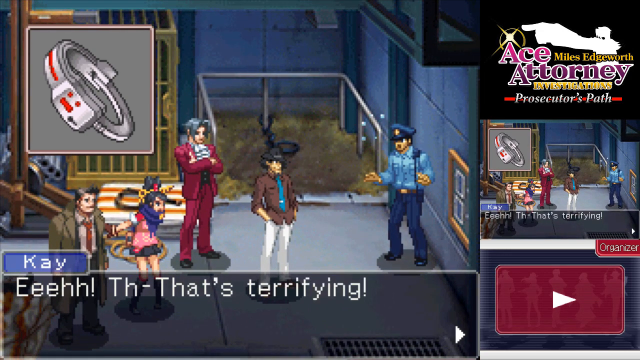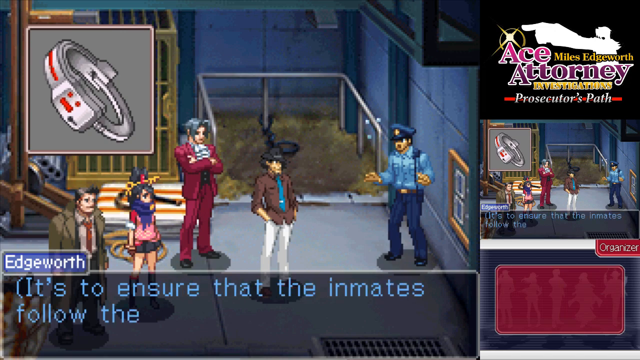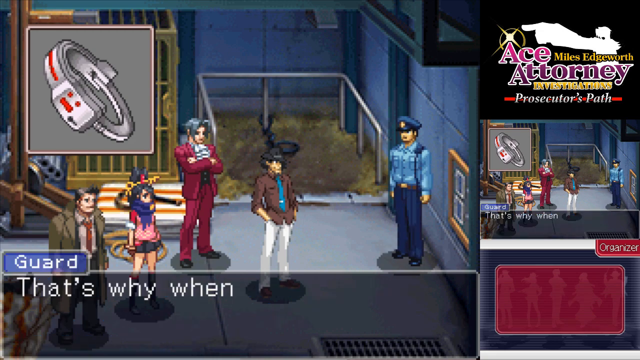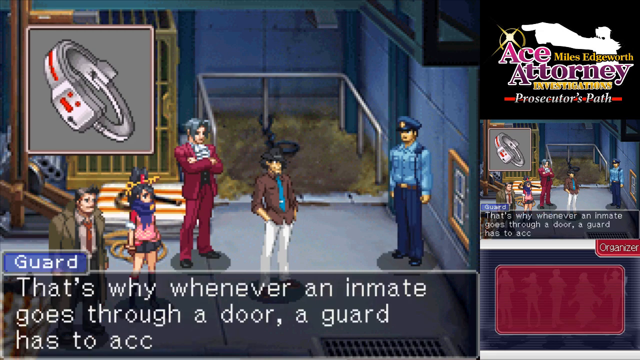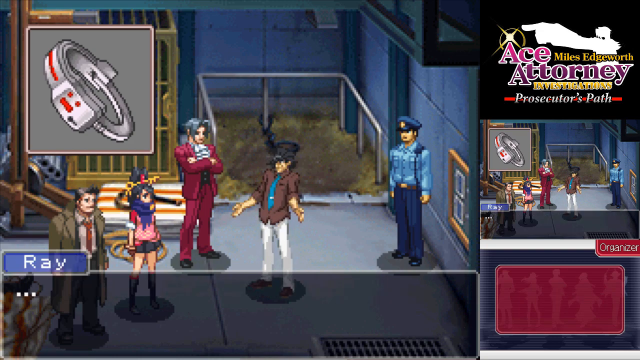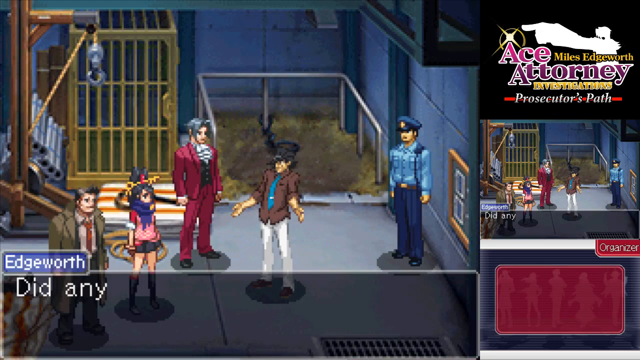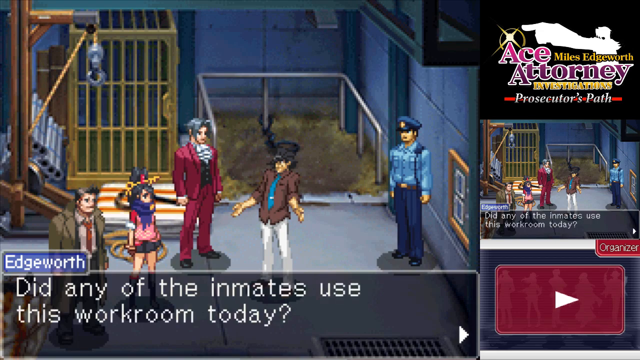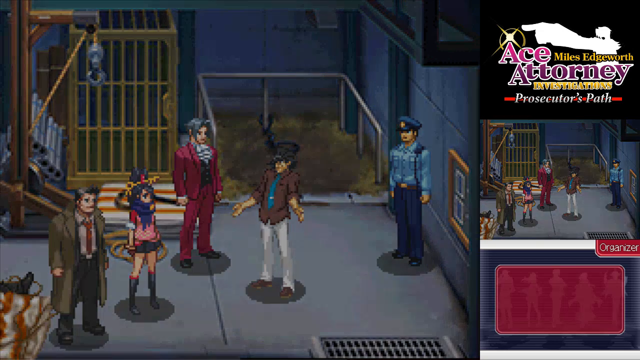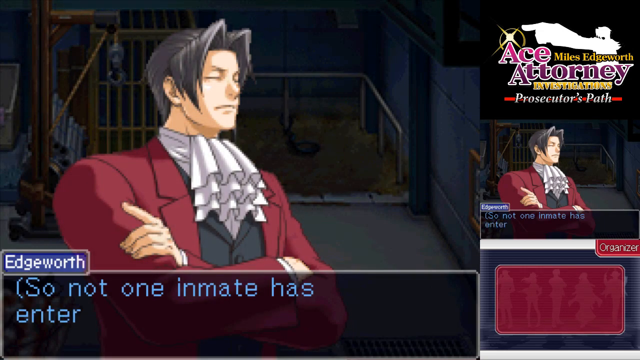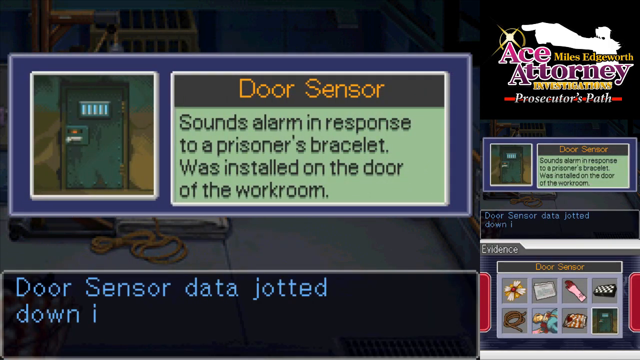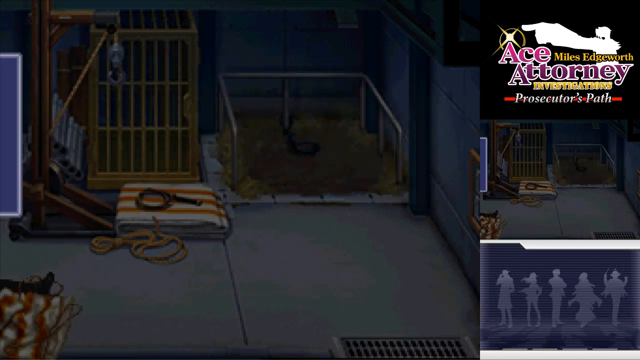Eh? That's terrifying. It's to ensure that the inmates follow the rules, although it seems a bit harsh. That's why whenever an inmate goes through a door, a guard has to accompany them to deactivate the sensor first. And that's that. Did any of the inmates use this workroom today? In the past few days, no one has used this room. I'm sure of it. So not one inmate has entered this room today. Door sensor data jotted down in my organizer.